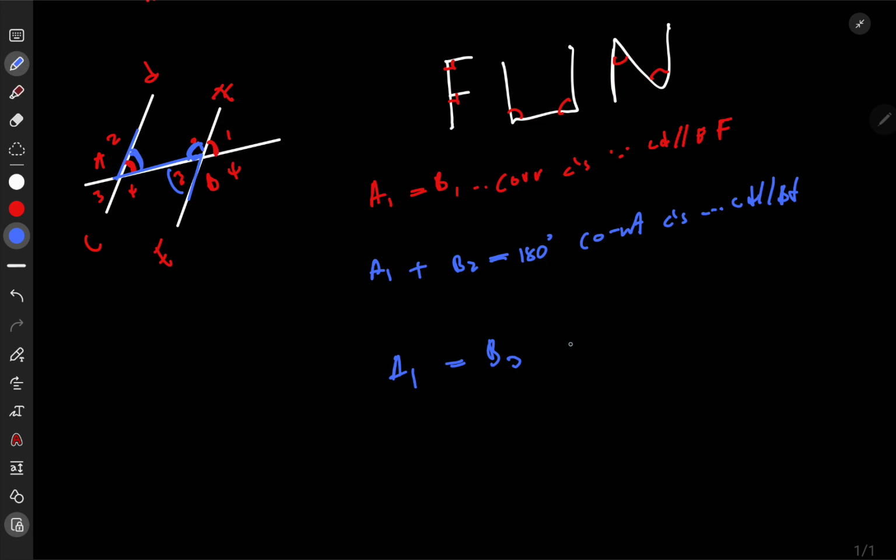I think it's alternating. I don't remember. Yeah, alternating angles, and alternating angles should have the same reason, because CT is parallel to BF. Alternating angles. So I think I've said everything on lines.